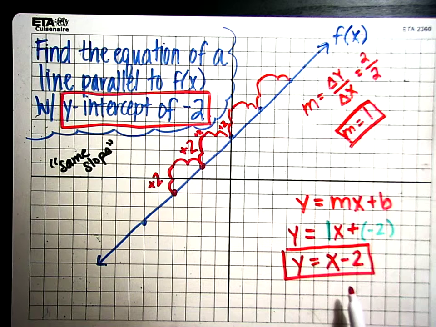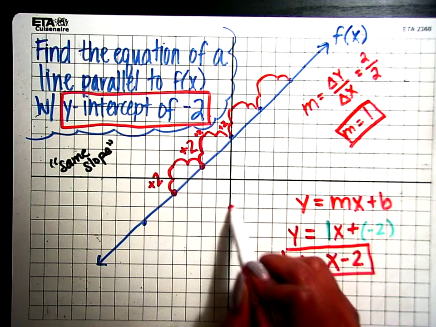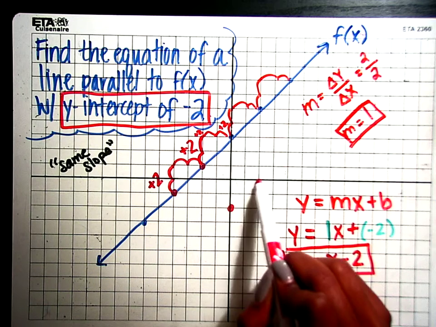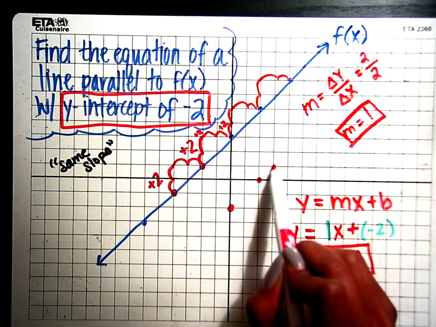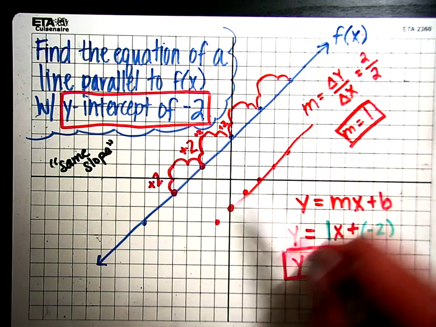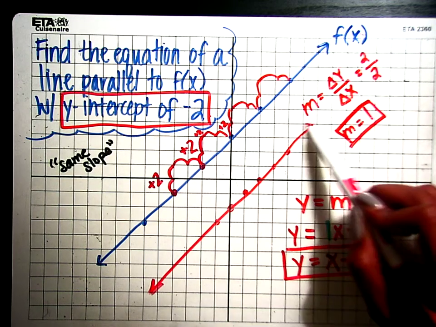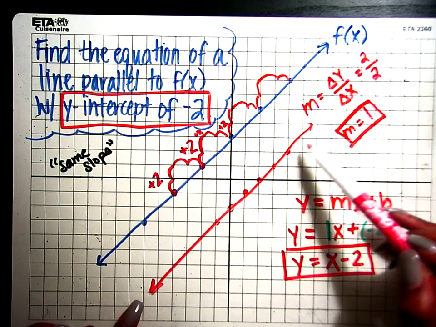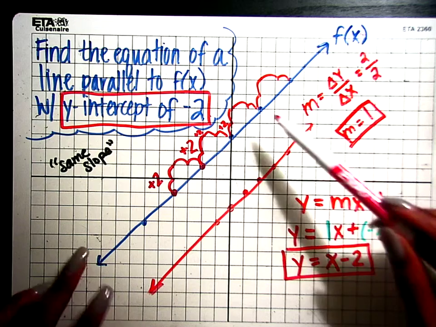And I can check my answer by graphing. My y-intercept is -2, so start at -2. And my slope, I'm going to go up 1, over 1, up 1, over 1. And you can keep plotting these points, and once you connect these dots, you'll see that the red line, as rough as I may have drawn it, is parallel to the blue line.